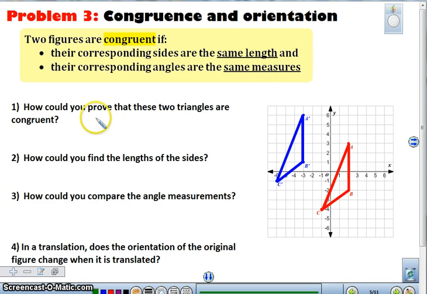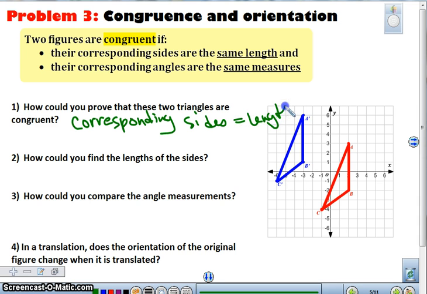So same size, same shape. How can you prove two triangles are congruent? What do we need to show? We need to show these two things, that their corresponding sides, that means the sides that are in the same spot, are equal in length.